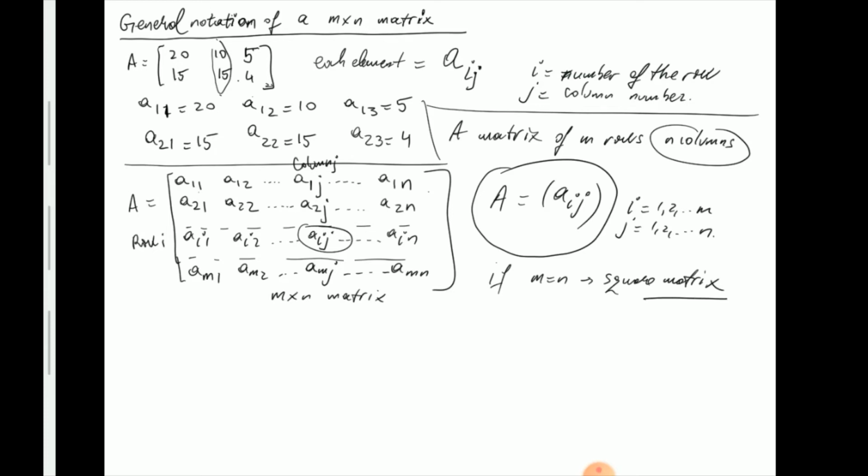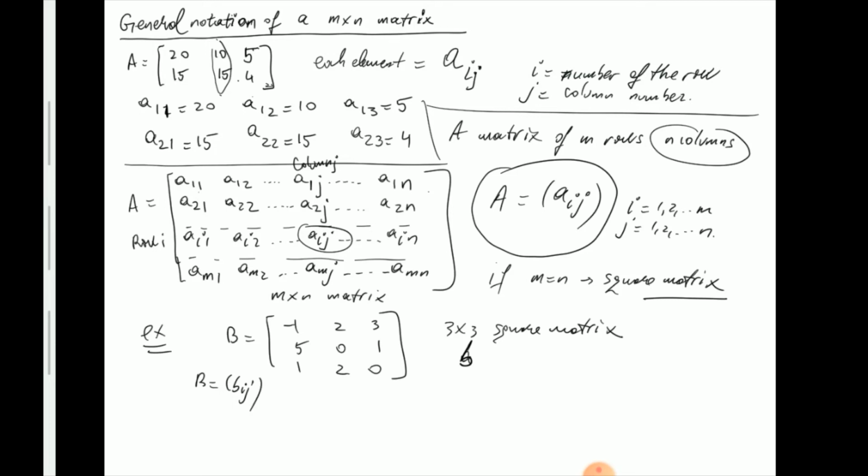And now the example before, of course, was not a square matrix, but here's an example of one. Let's say matrix B is given by -1, 2, 3, 5, 0, 1, 1, 2, 0. This will be a 3 by 3 square matrix. And for example, just to practice, let's say B is given by little b_ij. Little b of coordinates 2 and 3 means row 2, column 3, so B23 is equal to 1.